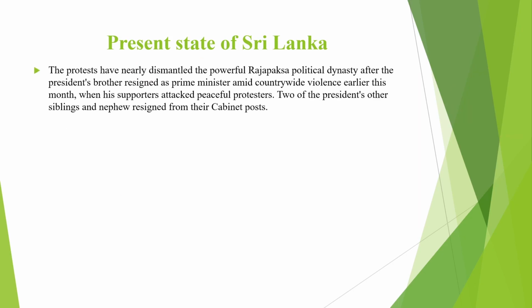Next, the protests. Now, with all these acute shortages, obviously people are frustrated, people are not happy. They have come down on the streets, they are protesting against the powerful Rajapaksa political family. In fact, that is the family of the president of Sri Lanka, Gotabaya Rajapaksa.